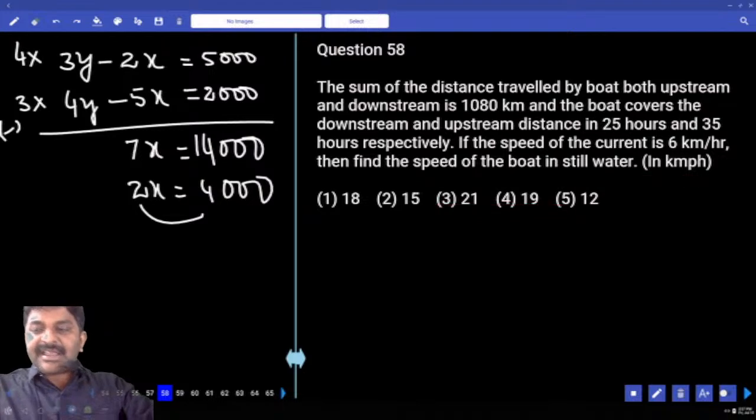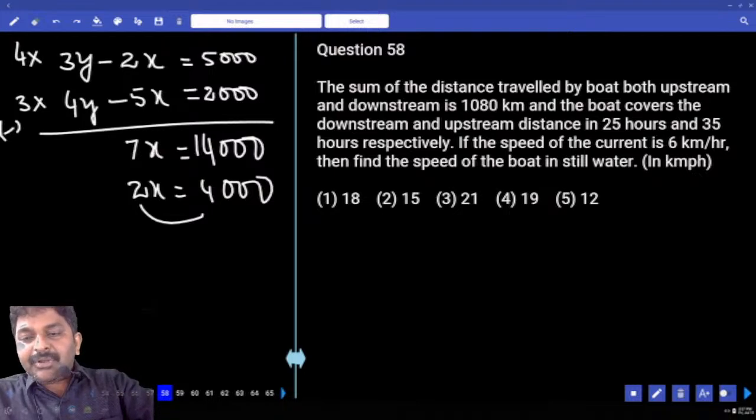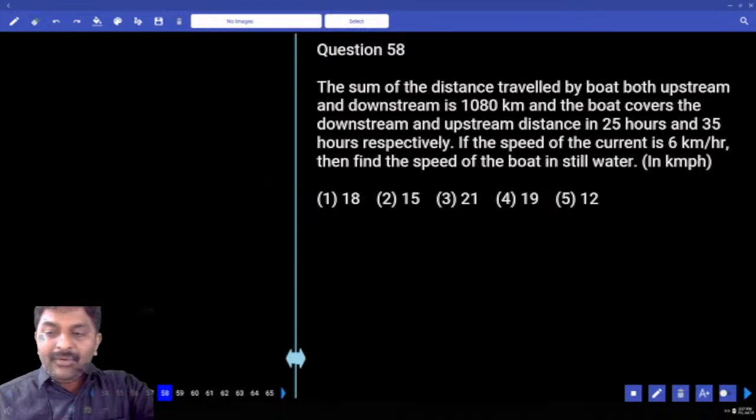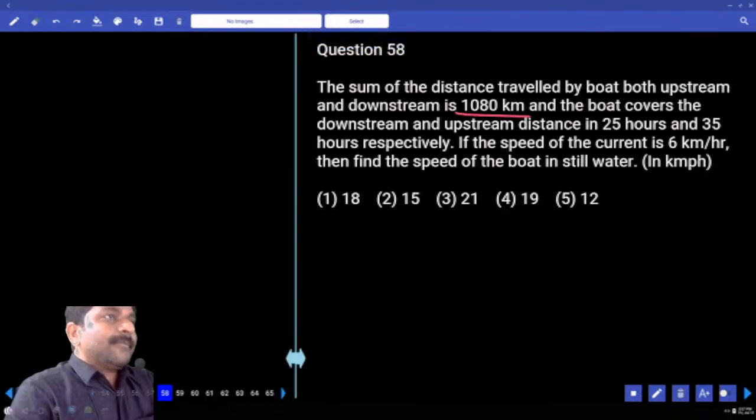The sum of distance traveled by the boat, both upstream and downstream, is 1080. The boat covers downstream and upstream distances in 25 hours and 35 hours respectively. If the speed of the current is 6 km per hour, then find the speed of the boat in still water. Okay, right. Now, what is 1080?